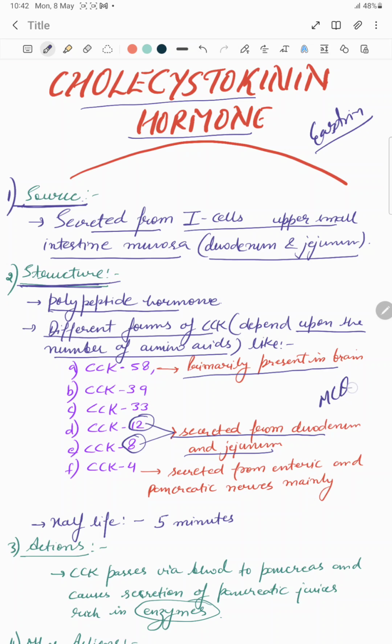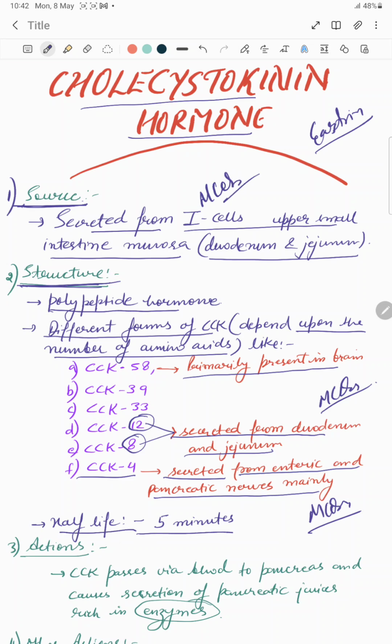These all are MCQ type of questions. Cholecystokinin 4 is basically secreted from enteric and pancreatic nerves mainly. So you must know that these are MCQ type of questions. The half-life is 5 minutes.